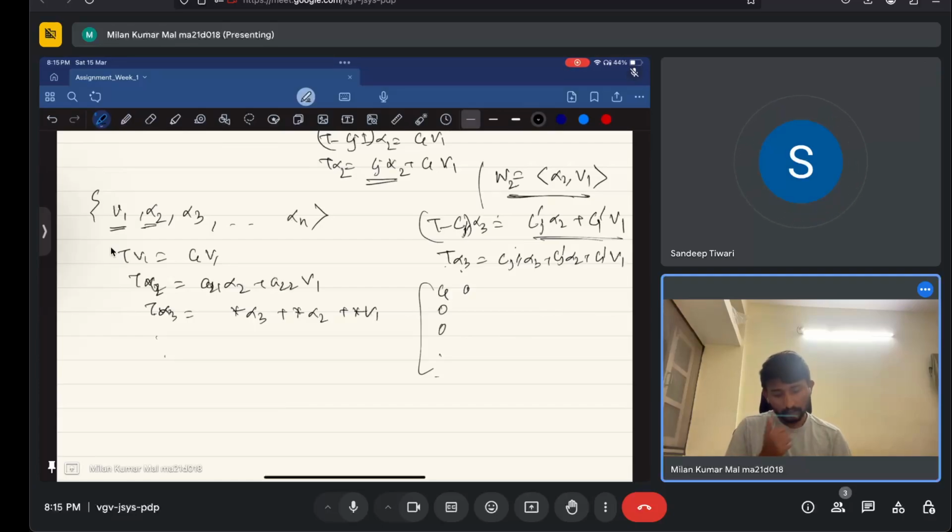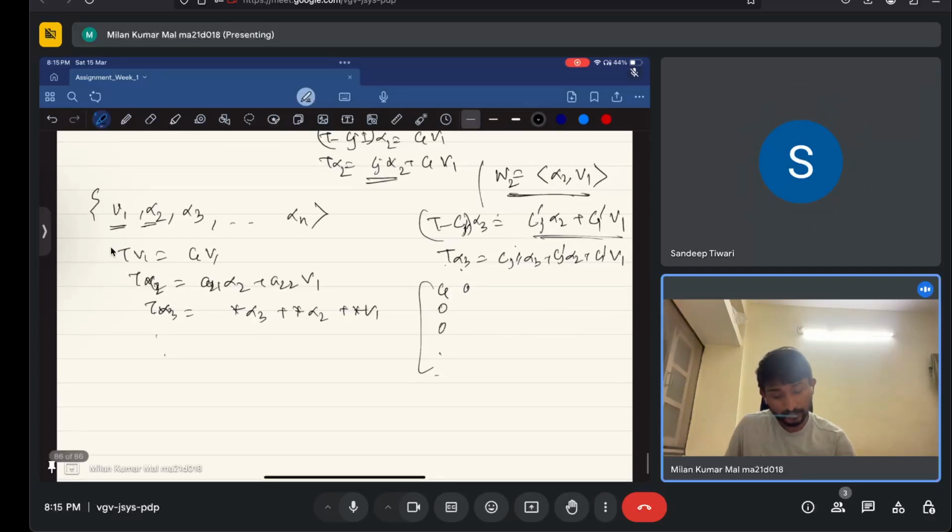So the matrix representation is something like A21, A22, 0, 0. You can look at why the matrix is triangulable, right? So this is what?